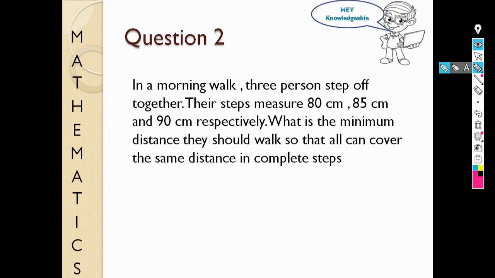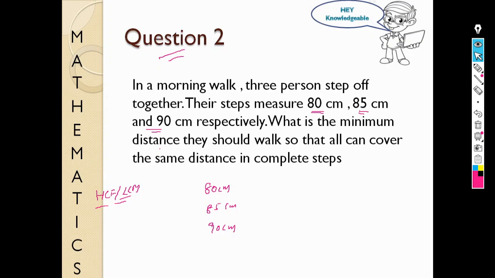So now coming to question 2. In a morning walk, three persons step off together. Their steps measure 80 centimeters, 85 centimeters, and 90 centimeters respectively. What is the minimum distance they should walk so that all can cover the same distance in complete steps? First we'll have to find whether this is an HCF question or an LCM question. Here three persons are walking in steps of 80 centimeters, 85 centimeters, and 90 centimeters.